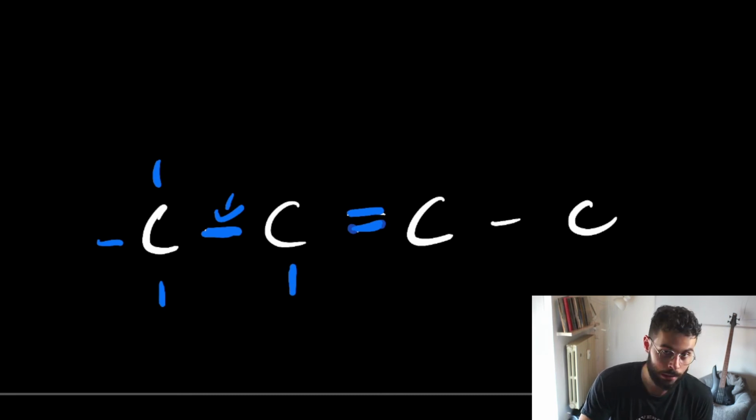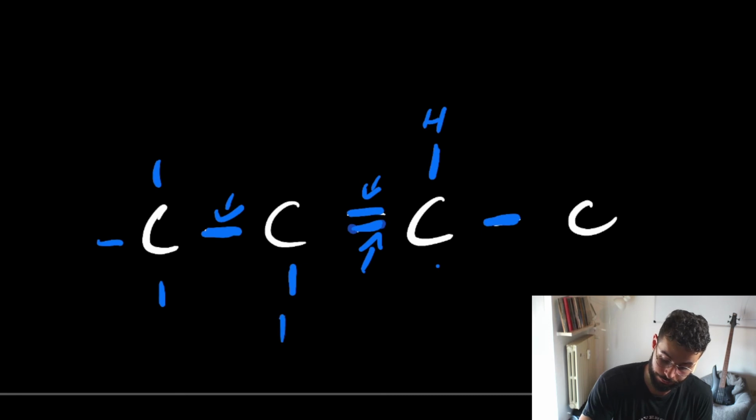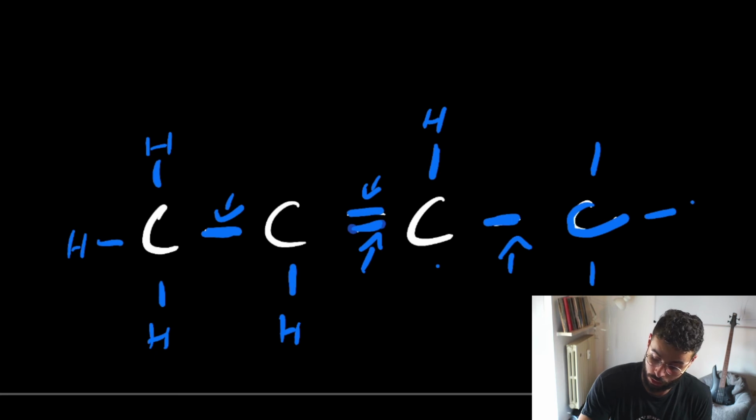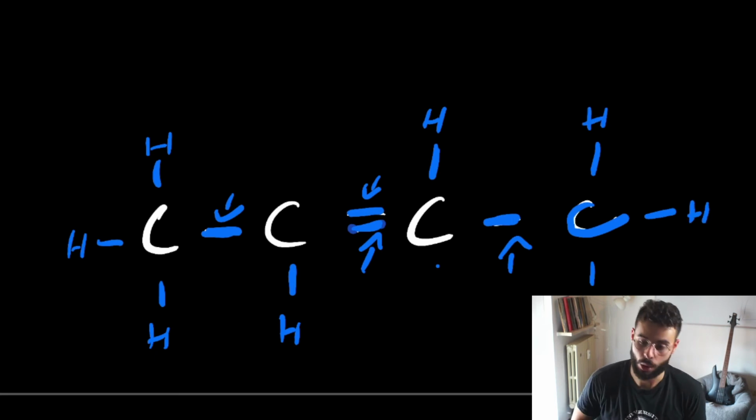This carbon is the same. 1, 2, 3 covalent bonds. So we can only add a single hydrogen. And this one has a single one. So it means we can add 1, 2, 3 hydrogen atoms. So this is the division between saturated hydrocarbons and unsaturated hydrocarbons.